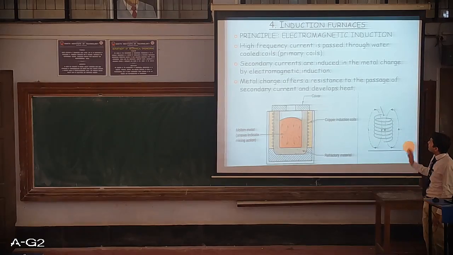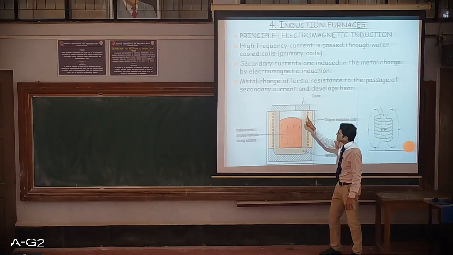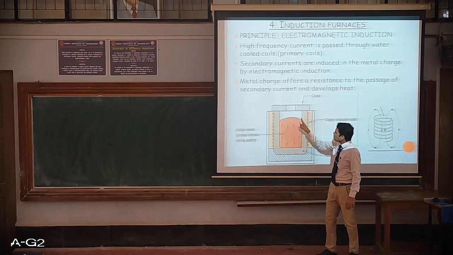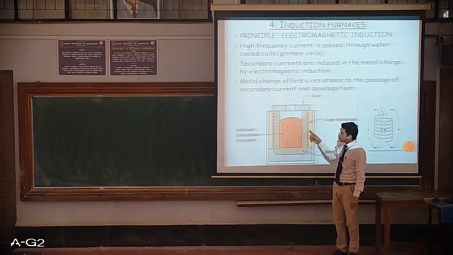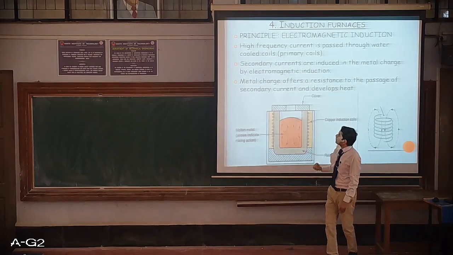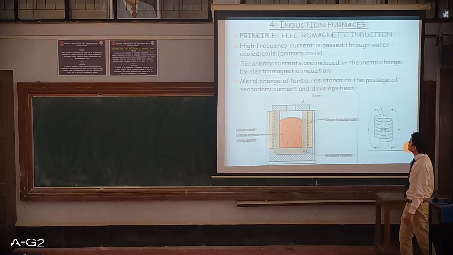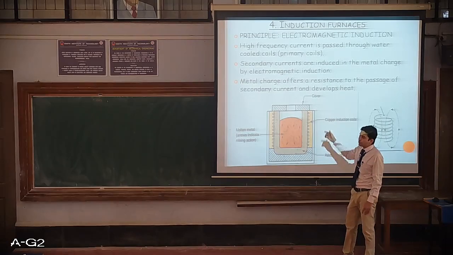Okay, so that's what is written. The principle is electromagnetic induction. High frequency current is passed through water cooled coils. Here, if you see the construction, these are the coils, moving in this direction. We have taken the cross sectional view, and you are water cooling it also. So these coils are not just kept at room temperature, they are water cooled. These are the primary coils, copper induction coils made of copper.